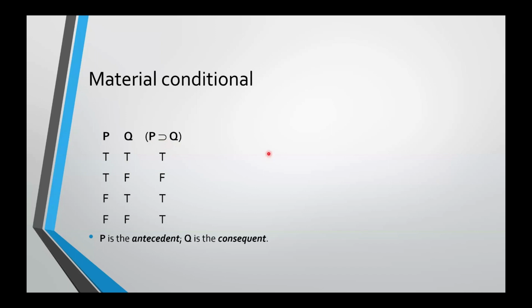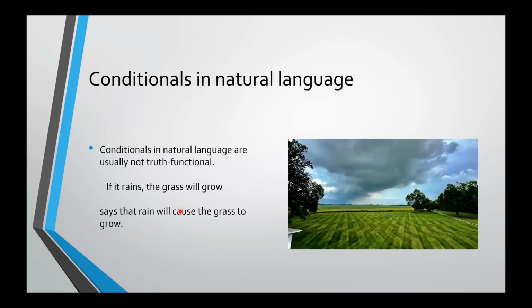The first question, I guess, is this: why do we have this truth table for this? The thing is, in natural language, conditionals, if-then sentences, are not usually truth functional at all. Take a sentence like, if it rains, then the grass will grow. What this actually means is something like, rain will cause the grass to grow. It's expressing that there's a connection between rain and the grass growing, some sort of causal connection or some sort of relevant connection.